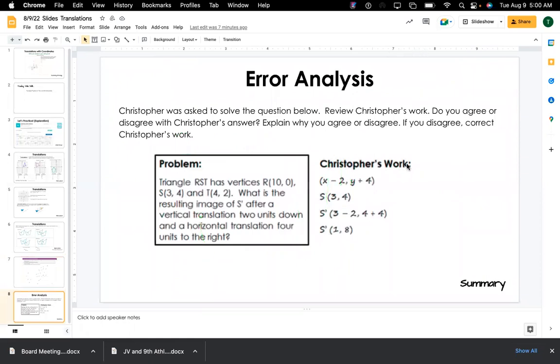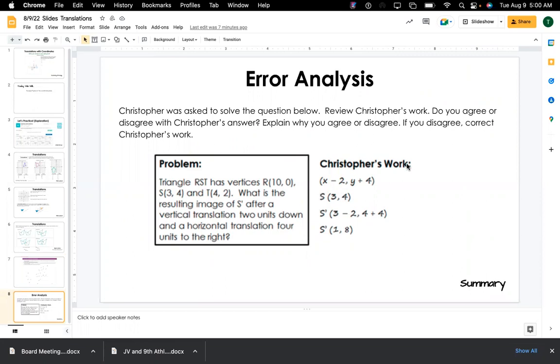All right, so Christopher was asked to solve the following question below. Review Christopher's work. Do you agree or disagree with Christopher's answer? Explain why you agree or disagree. If you disagree, correct Christopher's work. So I would suggest pausing the video, going over this question, and then resuming the video after.